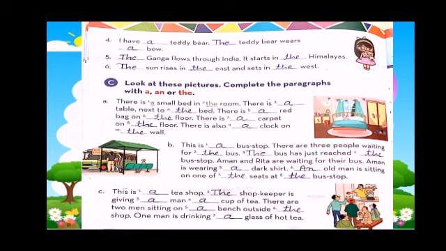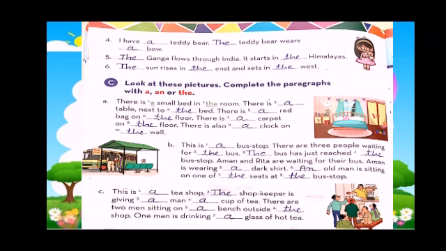Number 5, the Ganga flows through India. It starts in the Himalayas. Here the word Ganga is the name of a river, so we used article the, and Himalaya is the name of a mountain, so we used article the. Number 6, the sun rises in the east and sets in the west. Here sun is only one such thing, so we used article the, and in the directions east and west we used article the.